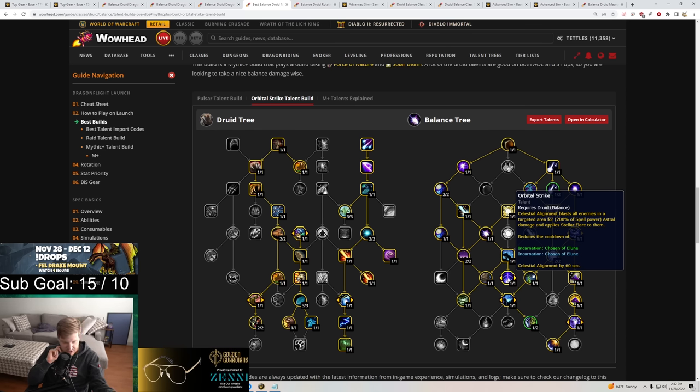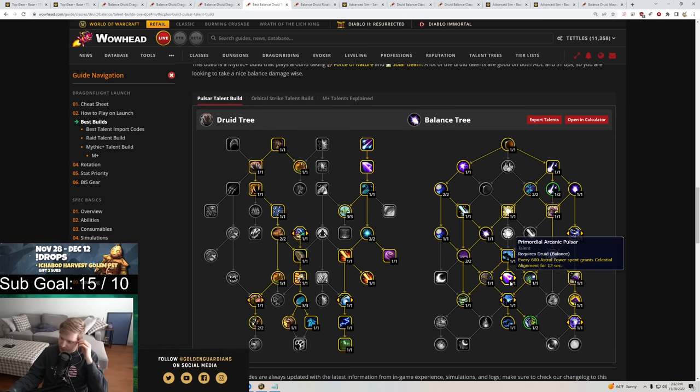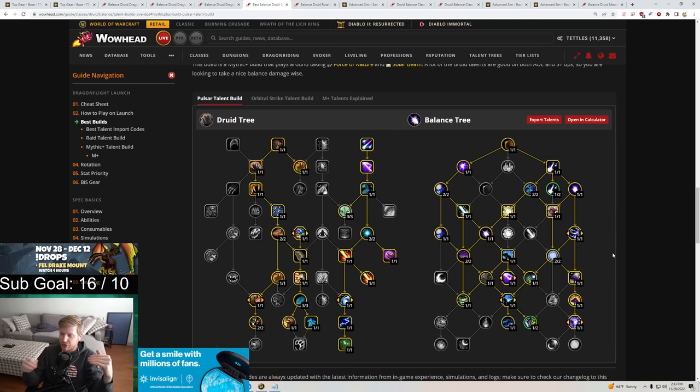Now in sims, they're super optimal with their Stellar Flare usage. They're also super optimal with having their Pulsar procs. You know, they're never missing. The Pulsar procs aren't going to fizzle out at the end of a pull like happens to basically everybody who's played the game as a Moonkin. So on a practical level, Orbital Strike is a lot easier to play around than Pulsar.